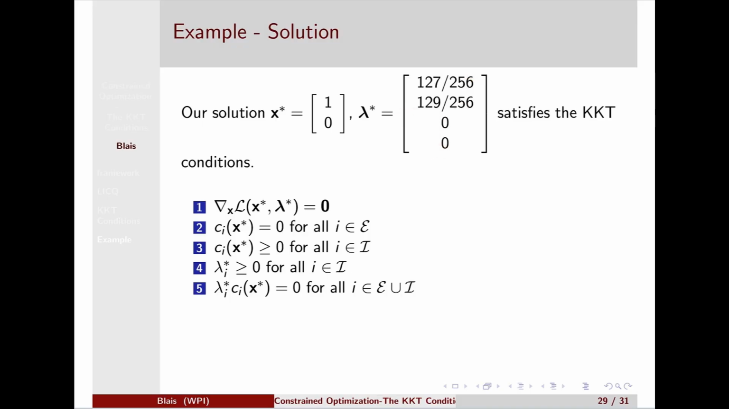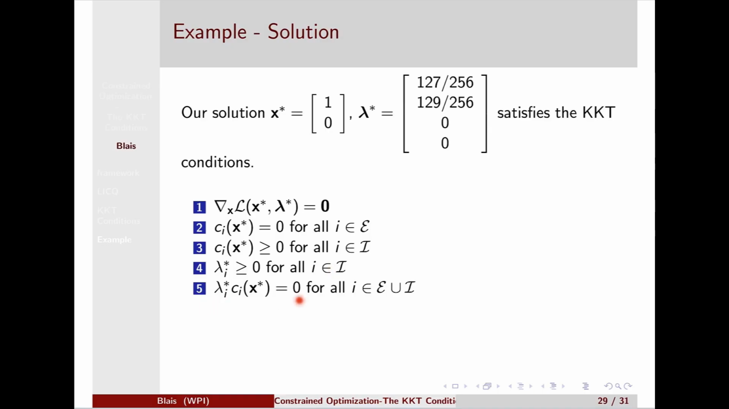And these collectively satisfy the KKT conditions. So to be specific, the gradient with respect to x of the Lagrangian is equal to the 0 vector at these values. We have no equality constraints, so condition 2 is trivially satisfied. Condition 3 is satisfied from the way that we derived things. We are at a feasible point. We can read right off the vector that all of our lambda i stars are greater than or equal to 0 for the inequality constraints, or all inequality constraints in this case.